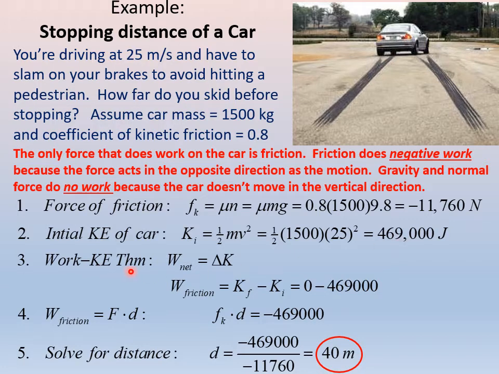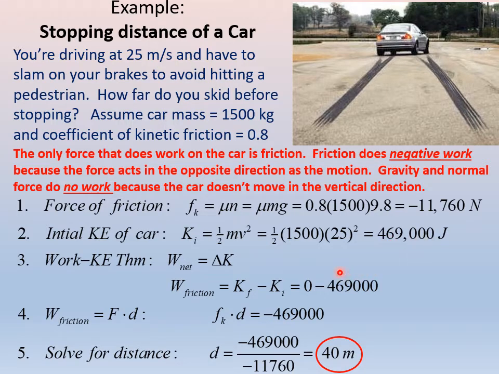So the Work-Kinetic-Energy Theorem says that the net work done is equal to delta K, the change in kinetic energy. So the net work done is the work done by friction. Remember, that's the only force that's doing work. And that's equal to delta K, which is K final minus K initial. The final kinetic energy of the car, remember, is 0 because it has stopped. The initial kinetic energy of the car is this number here, 469,000.